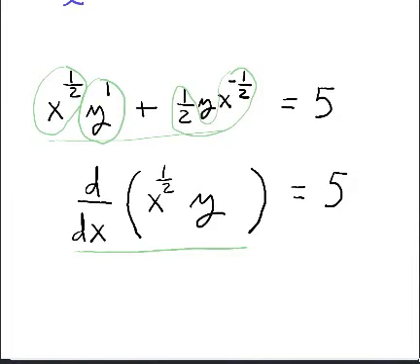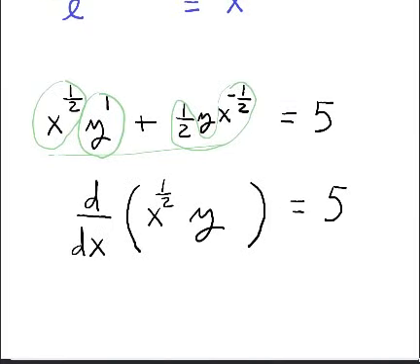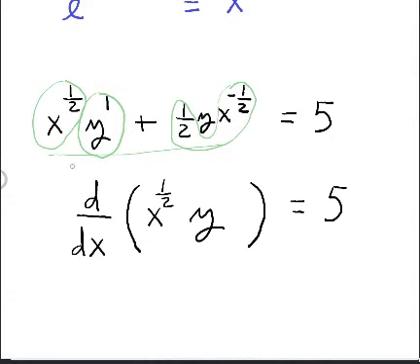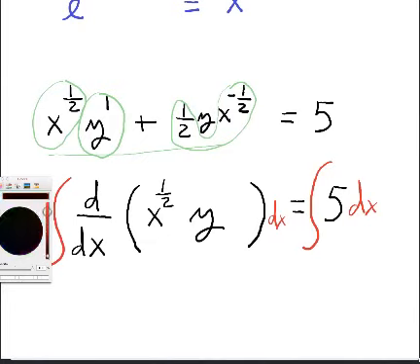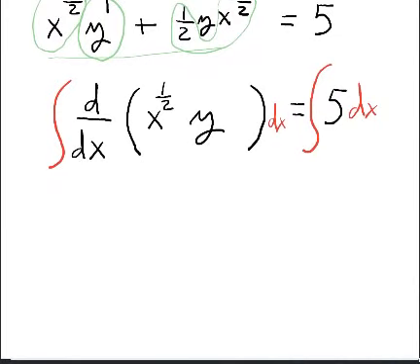Now that we know we're looking at the derivative of some function being equal to 5, we can anti-differentiate both sides, with a little red antiderivative symbol there. The antiderivative of this function with respect to x has to be the same as the antiderivative of 5 with respect to x. That's where we get our solution, because when you anti-differentiate a derivative, you just get the object back again.